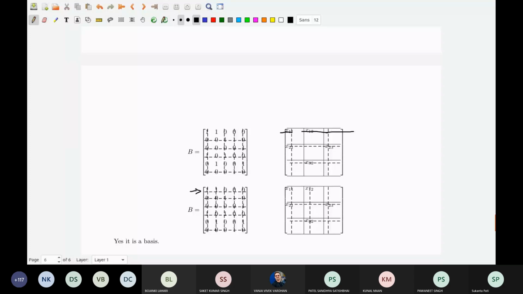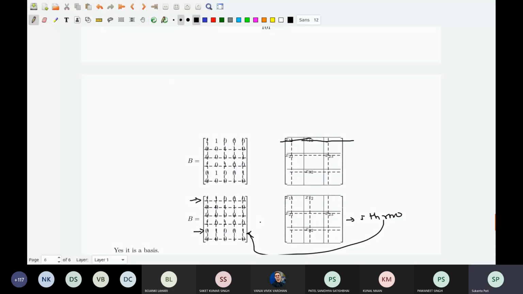Had I selected this one, this picture would have been correct, because the fifth row corresponds to the second column. So this picture is for the fifth row. Okay, so what it says now is that if and only if you can do this, then you are done. If you cannot, then it is not a basis. That is what it says.